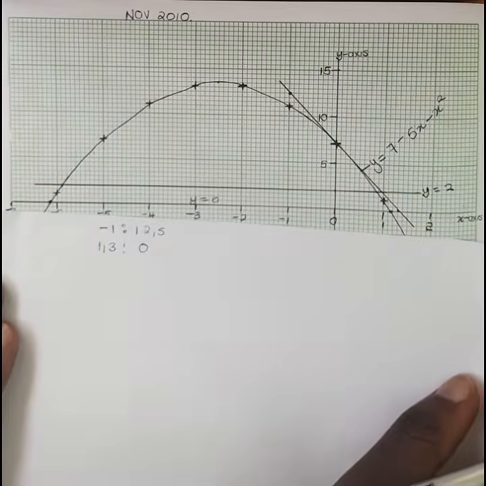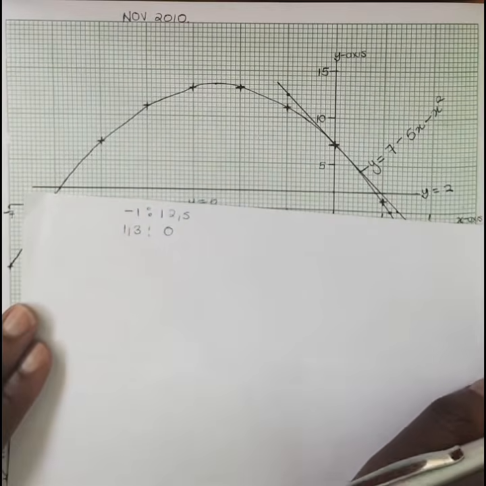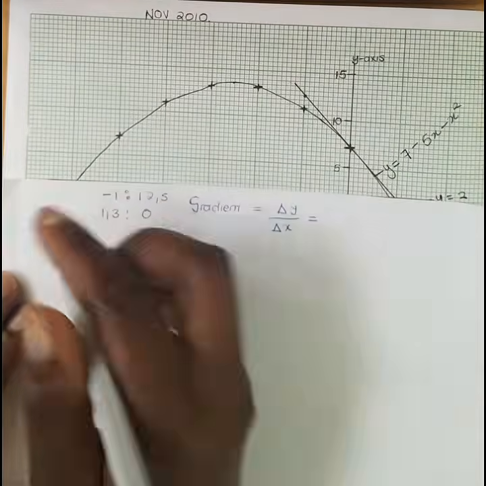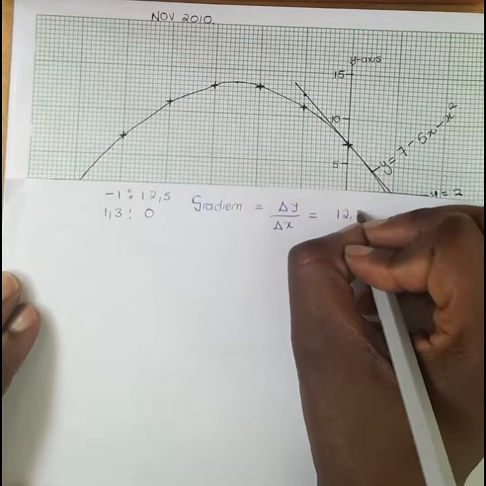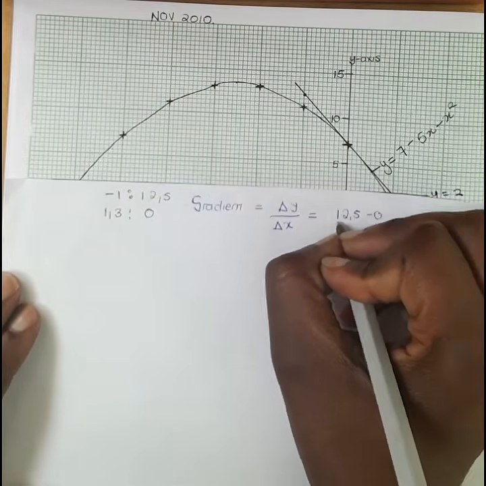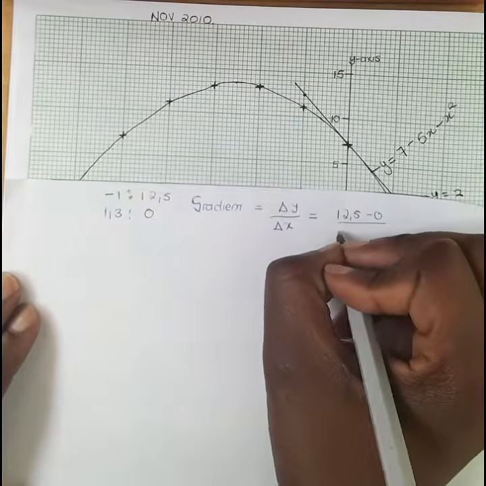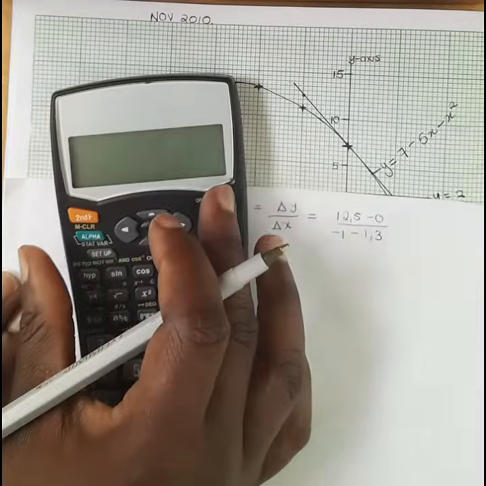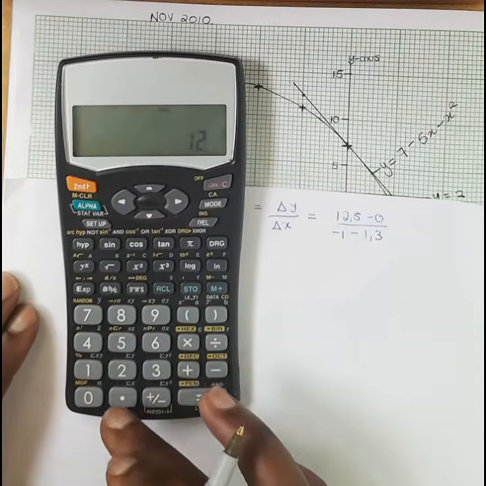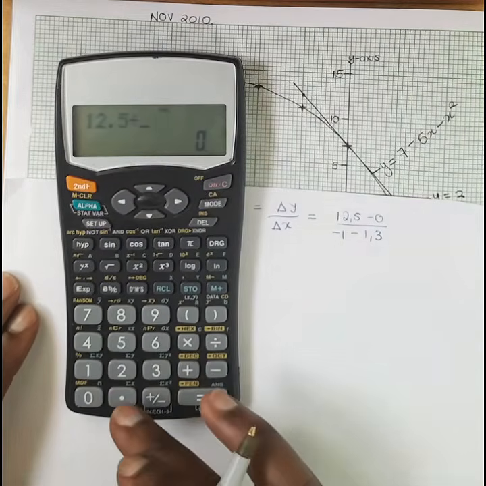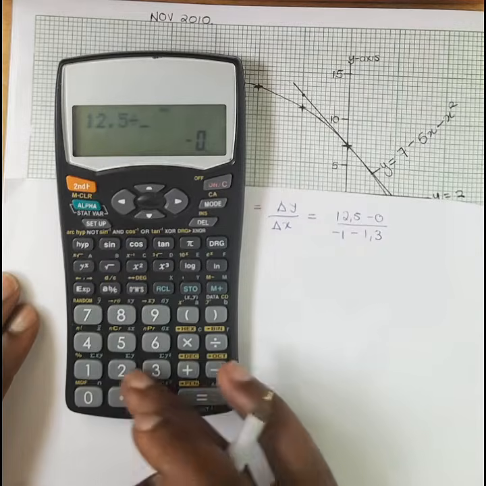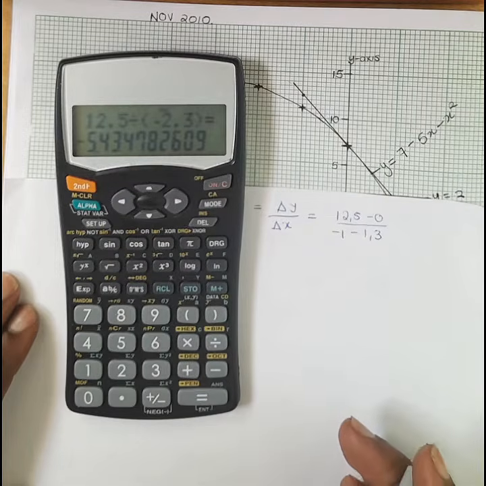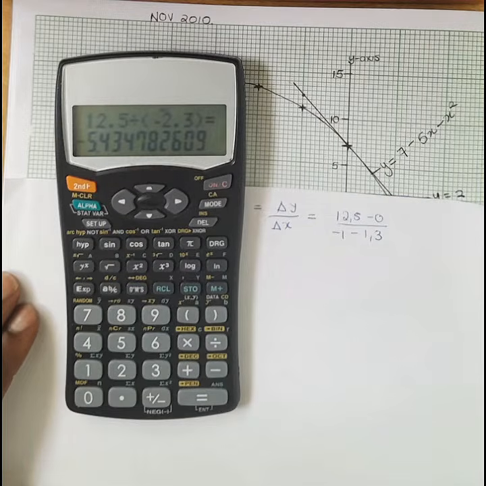We now need to find the gradient. We are going to say gradient is change in y over change in x. So the change in y is 12.5 minus 0, and the change in x is minus 1 minus 1.3. So we are going to say 12.5 divided by negative 2.3. We are going to obtain minus 5.43 as our gradient.